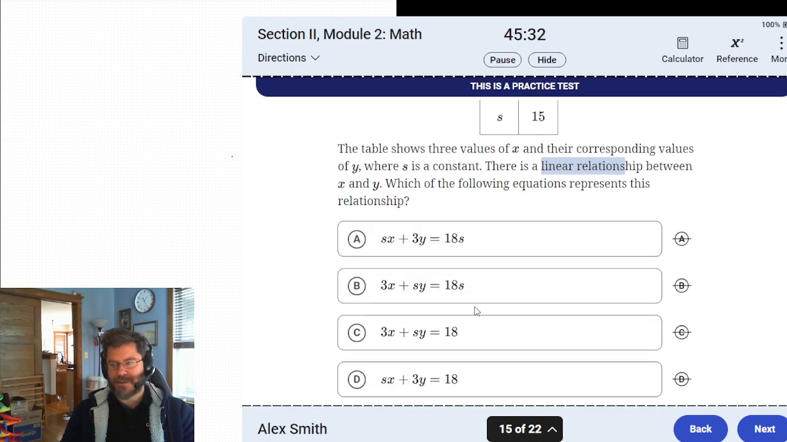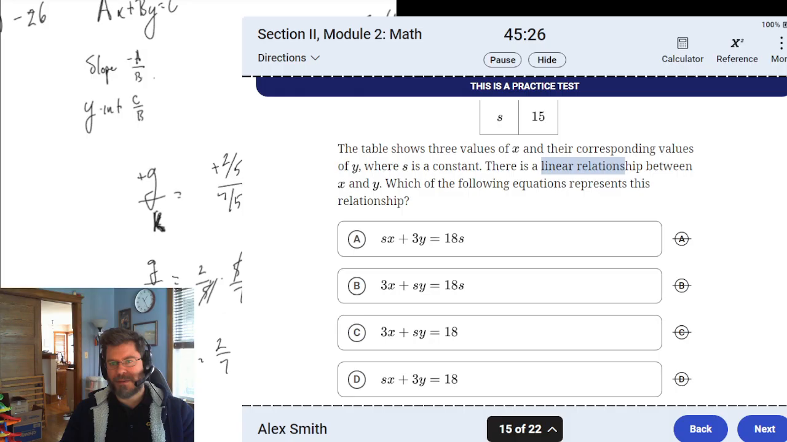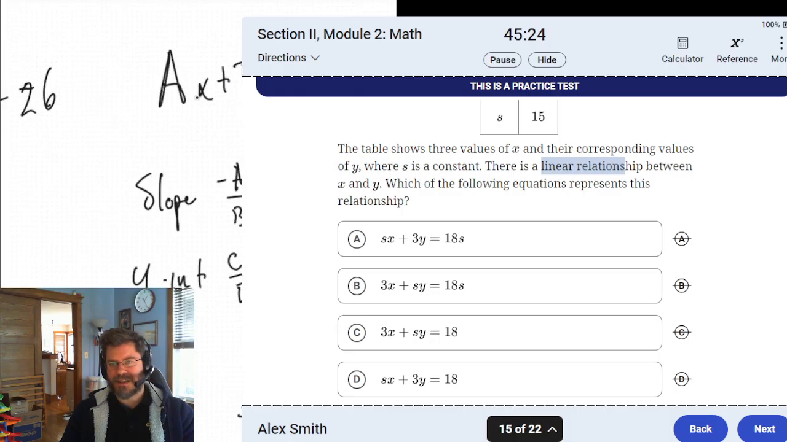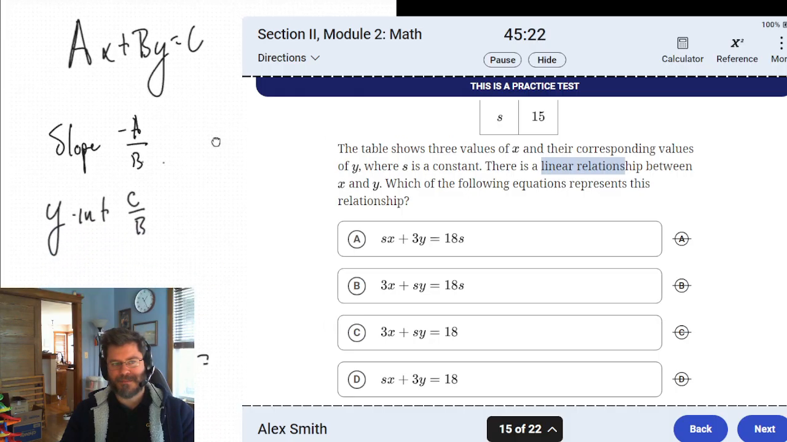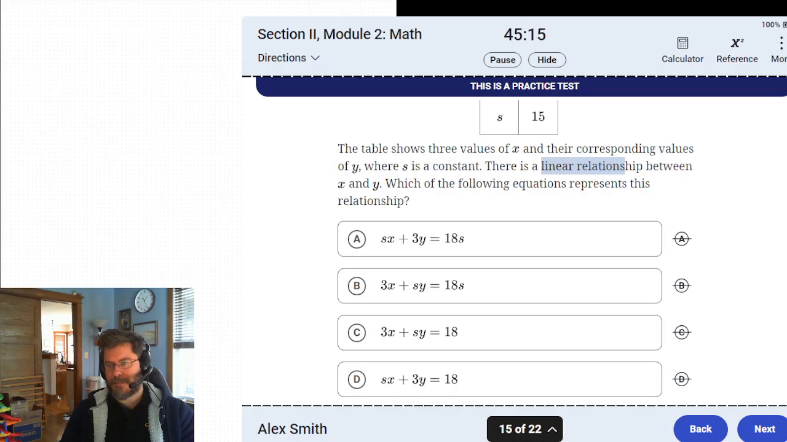Oh, we can use the slope. I think it's the same kind of idea where they want us to use that same definition. I bet this is going to end up using the same concept here. Okay, let's do it. Okay, this is number 15.